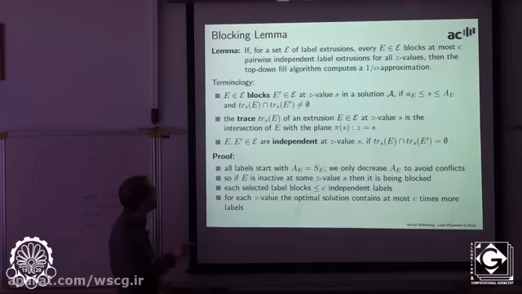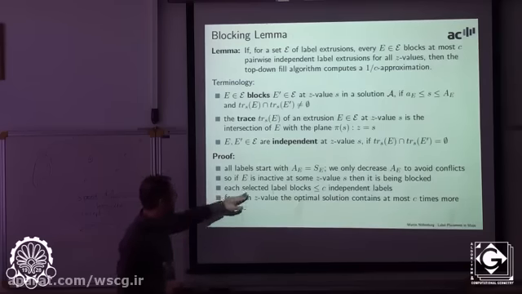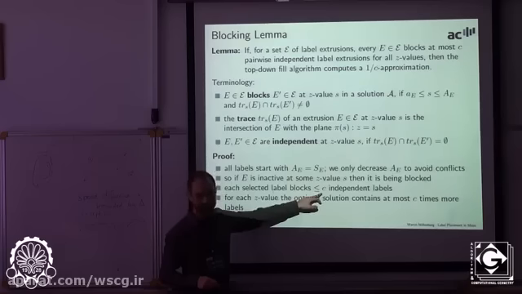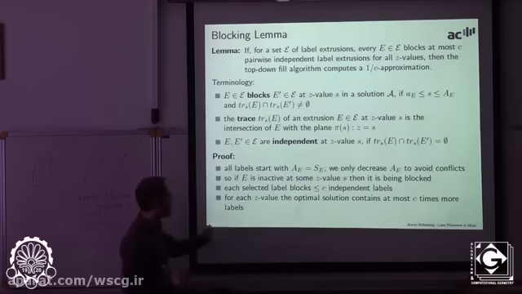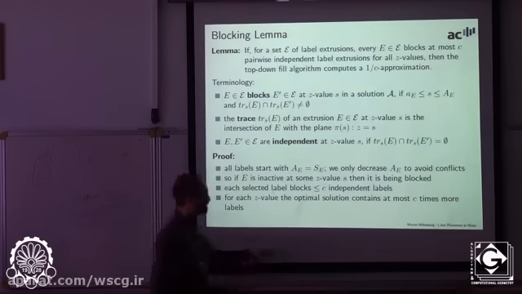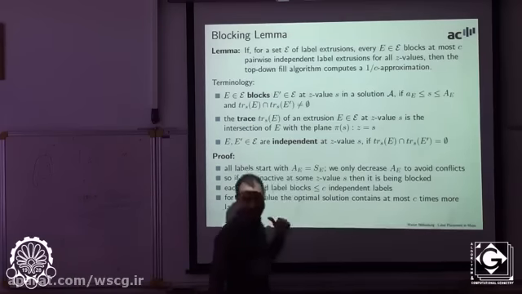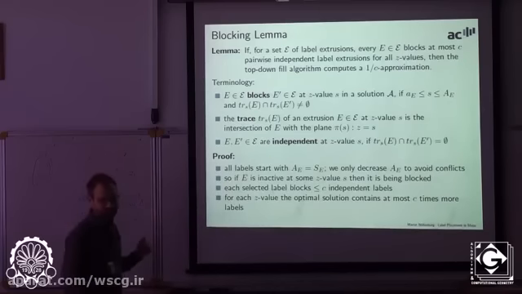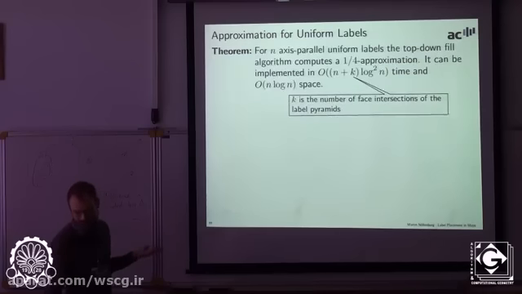And now if it is true, as by assumption, that every one of our selected labels blocks at most C independent labels, then of course the optimum solution at any slice that we take out can have at most C times more labels than the one that the algorithm computes. Yeah? Okay, so that basically is a tool for giving us the approximation factor.